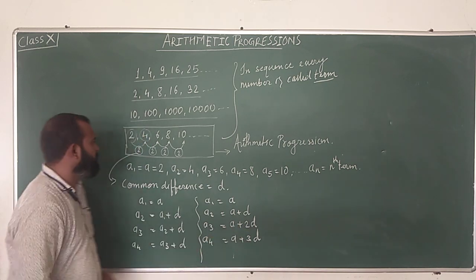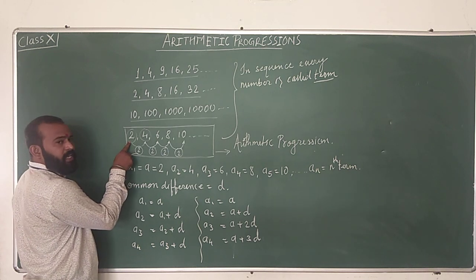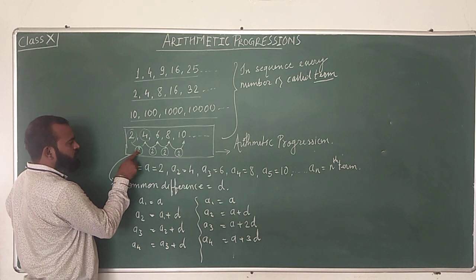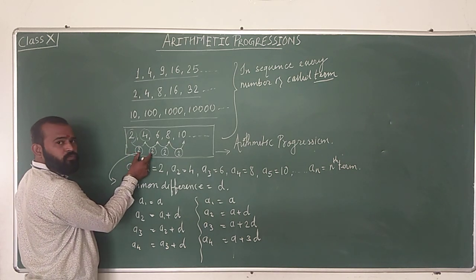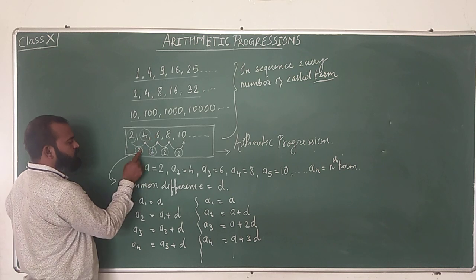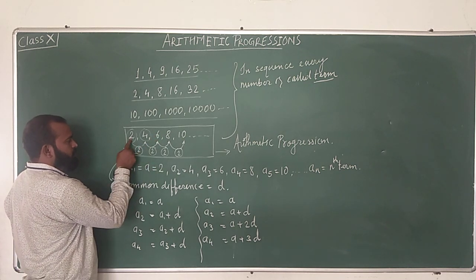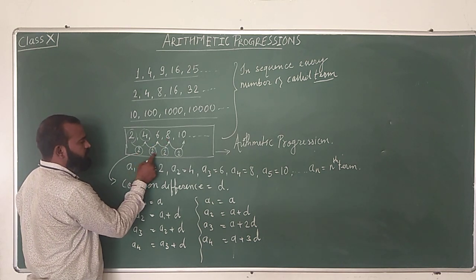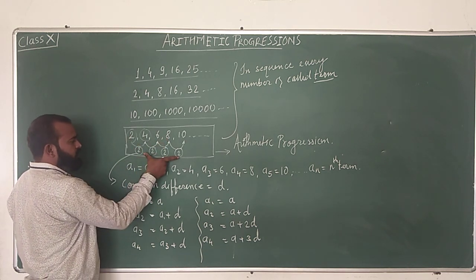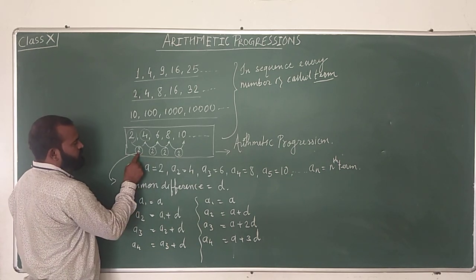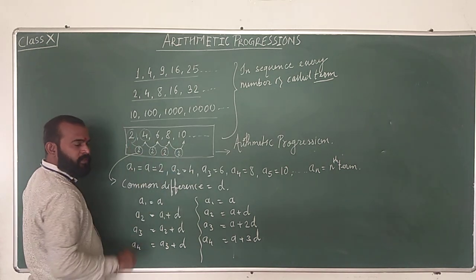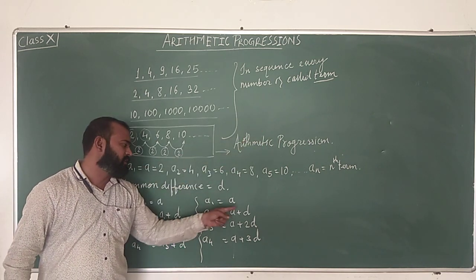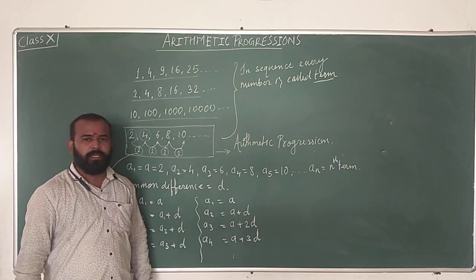a plus 3d. You can see here a, that is 2, then 2 plus 2, that is 4, 2 plus 4, that is 6, means 2d. a plus 3d, that is 8, 3d means 3 into 2, that is 6, 6 plus 2 is 8. a plus 4d, that is 4 2s are 8 plus 2, 10. Like this we can get the succeeding terms by adding the common difference to them.